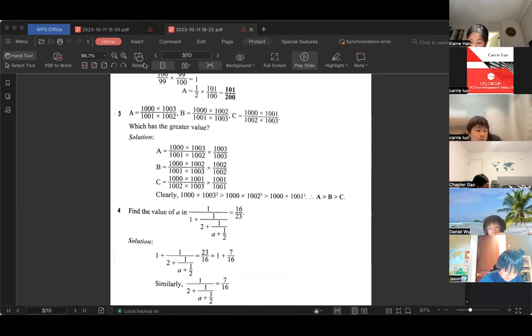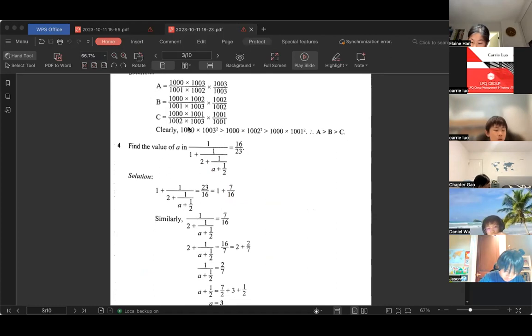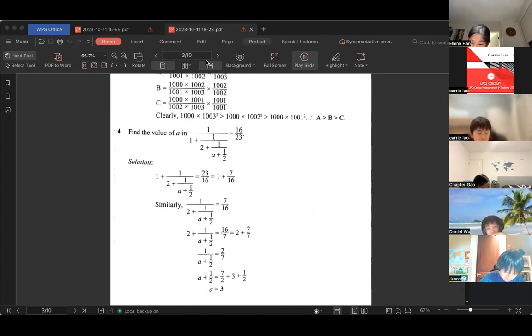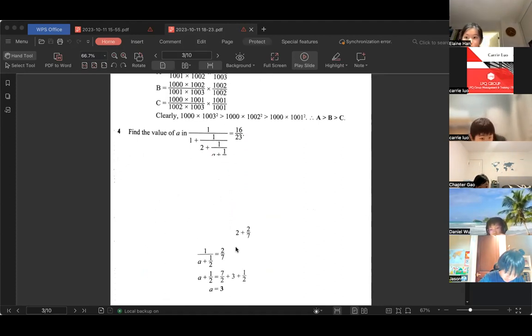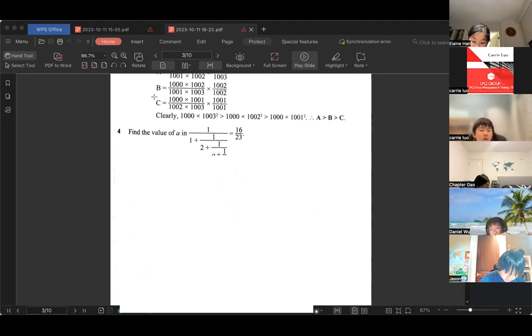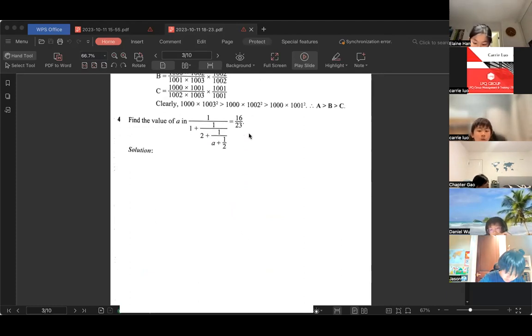Okay, so this one, we're not going to spend any more time on this, okay? So now, find the value of A. Find the value of A in 1 over 1 plus 1 over 2 plus 1 over A plus half equals 16 over 23.